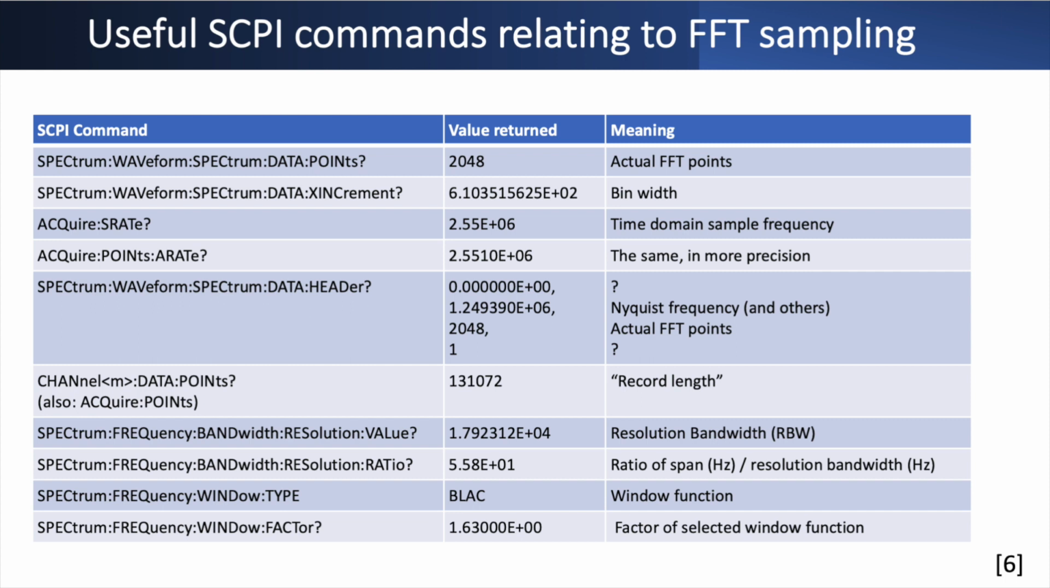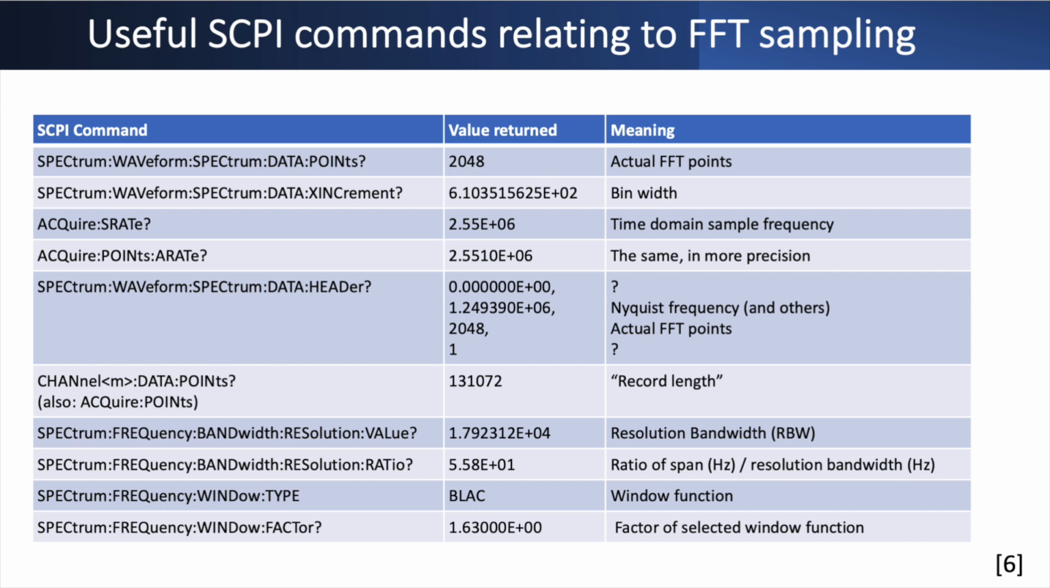First of all, we have a command that tells us the real number of FFT points being used in a given analysis, which is super useful. We have a command that gives us the bin width, and I'll refer you to the documentation of the oscilloscope where they describe how it is to be interpreted. I'm not going to put it all down here on the screen. We have the sample rate, which is the time domain sample rate that I was just talking about in the previous part of the video. And if we use another command, we get to see the same thing in a slightly higher resolution, which is useful.